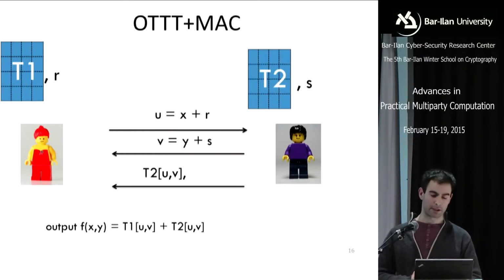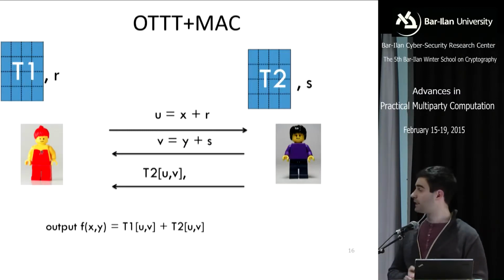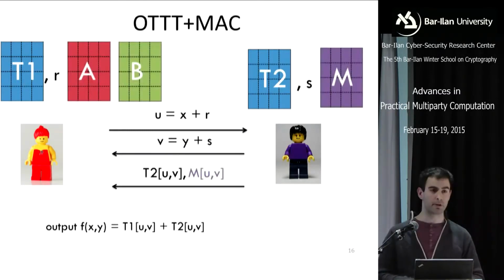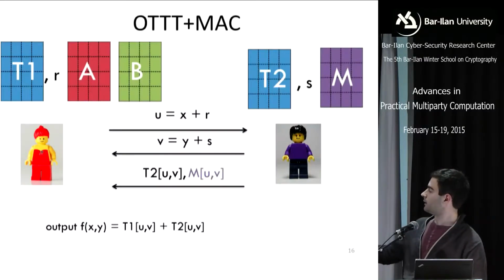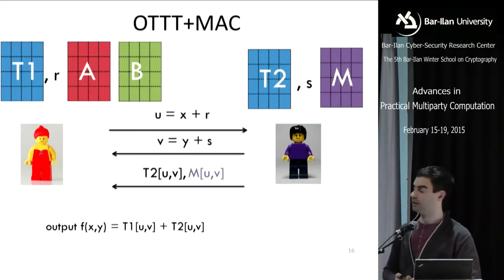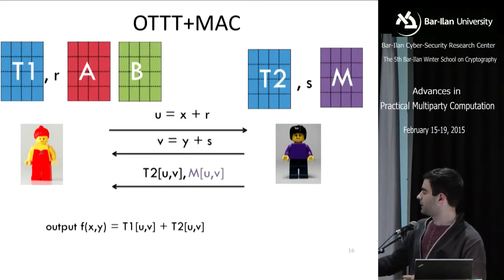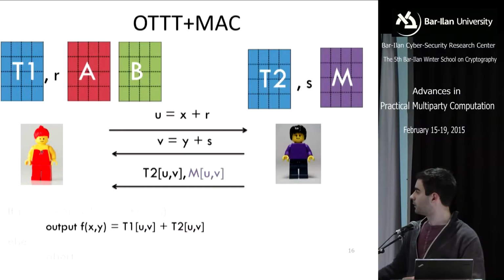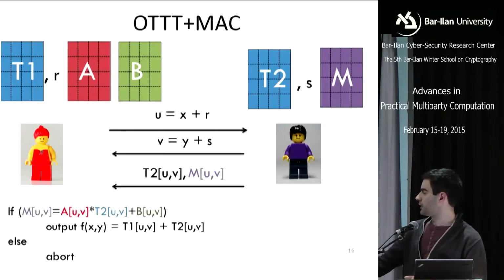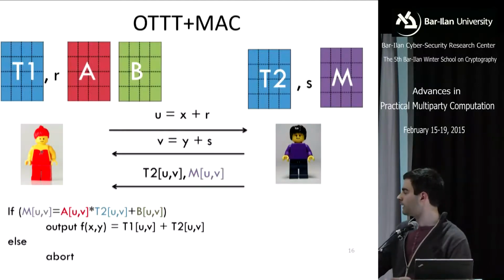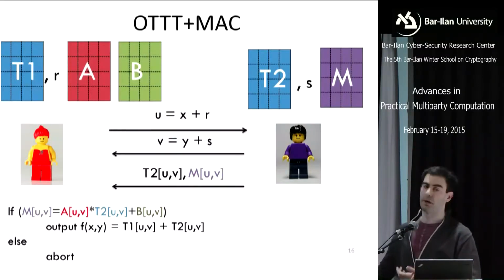So let's now create a protocol which is secure against a corrupted Bob. The protocol is the same as before. But now together with these tables, the trusted dealer gives Alice a matrix of MAC keys. We need to have a MAC key for each entry in the table. So for each entry in the table, we have a MAC key A and B, and Bob gets a MAC M. And now Bob sends together with his share also this MAC in position UB. And of course, Alice, instead of outputting f of x, first checks that this is a correct MAC. And if it is, she outputs the value. Otherwise, she aborts.